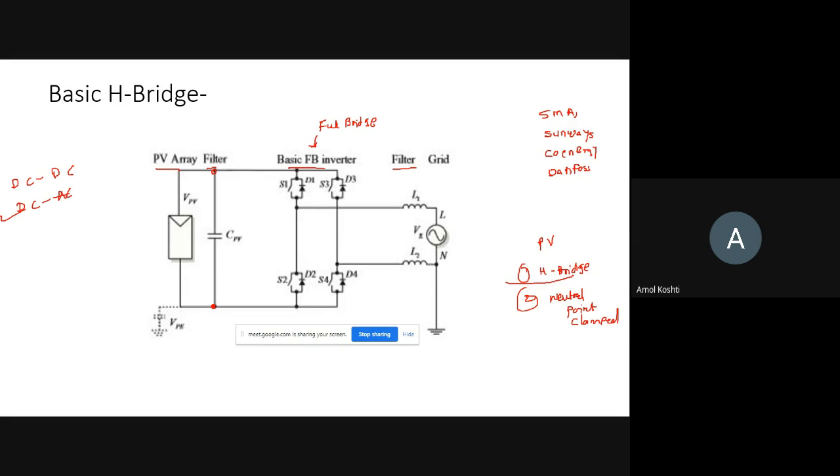Right now we are dealing with this H bridge type of inverter. This is the basic H bridge inverter. It was developed in 1965, and here we can drive it in three different ways, which I will list here.